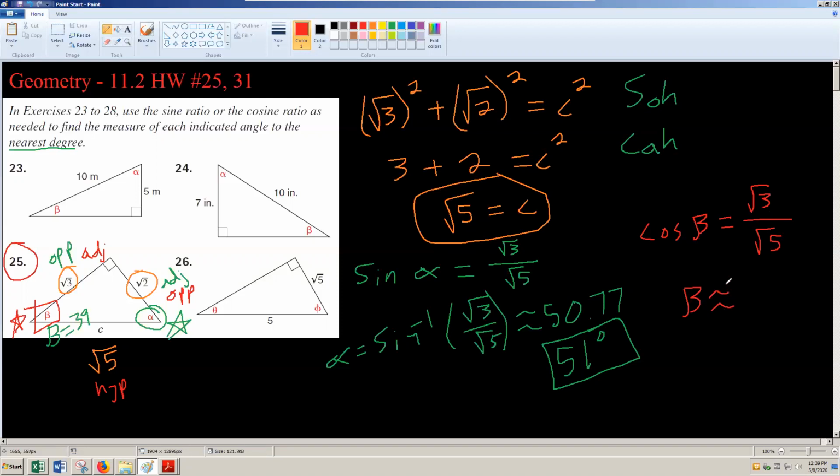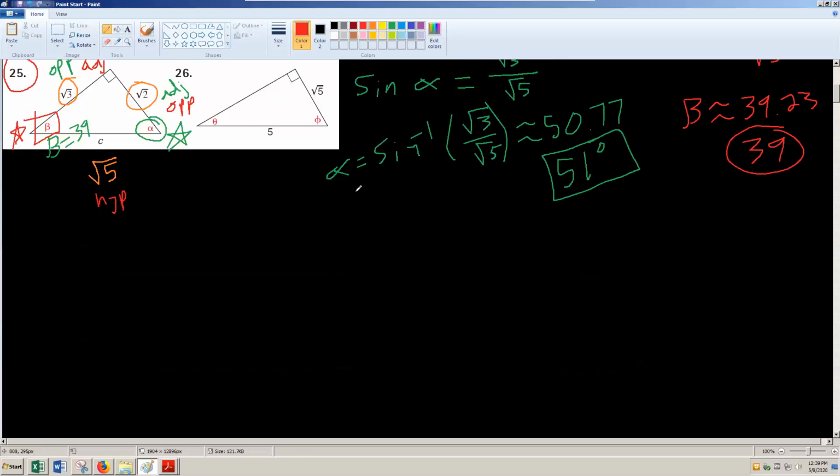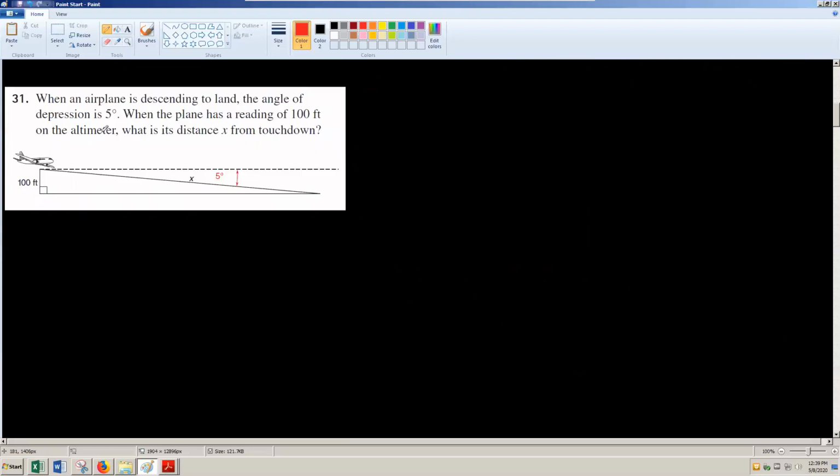of approximately, oh, we already know the answer, but the exact answer would be 39.23. And we round that to 39. And we are good to go. Any questions on 25? Perfect. Let's look at 31 here.